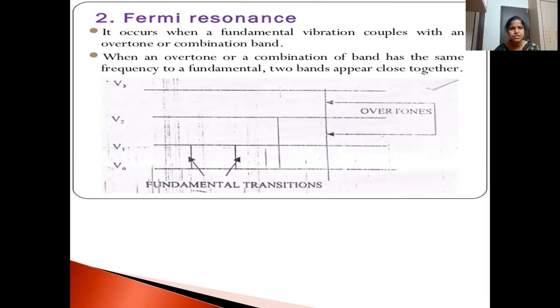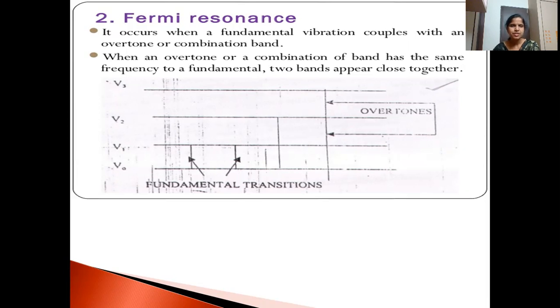Then there are combination bands. Combination bands occur when 2 fundamental frequencies combine and are excited simultaneously. If these two fundamental vibrations combine, it will give rise to a combination band. So we have fundamental bands, overtones and combination bands in IR.